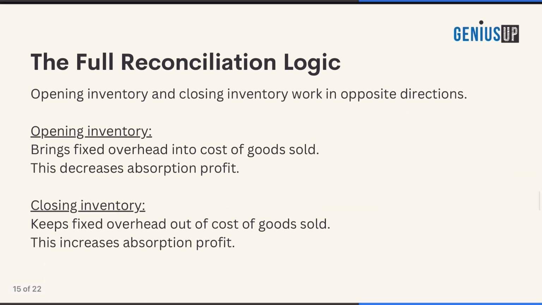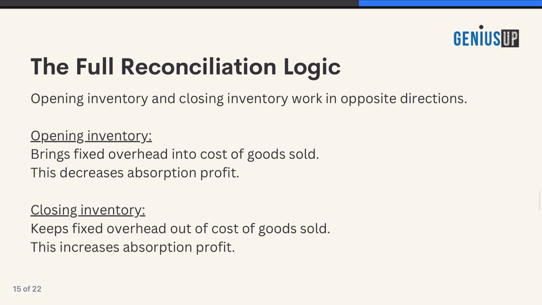Okay, so the full reconciliation logic, right? Opening inventory and closing inventory, they work in opposite directions. Opening inventory brings fixed overheads into cost of goods sold. This decreases absorption costing profit. So under absorption costing, opening inventory brings fixed overheads into cost of goods sold. Those fixed overheads that were delayed from last year, now they're sitting in opening inventory under absorption costing. They're going to be expensed in the current year and they're going to decrease absorption profit.